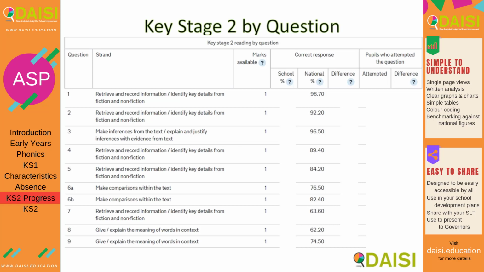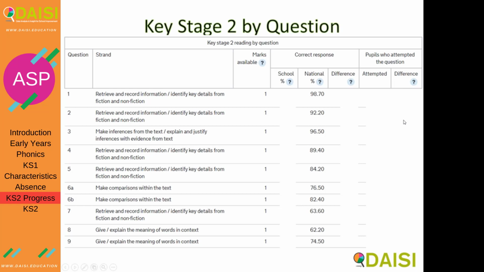we have all of the questions going down, the strand to which they're identified, marks available between 1 and 3 marks, your school percentage, national percentage, and the difference in terms of percentage of marks obtained. A positive figure means that your school is above national. And then we have pupils who attempted the question, your school and the difference from national.